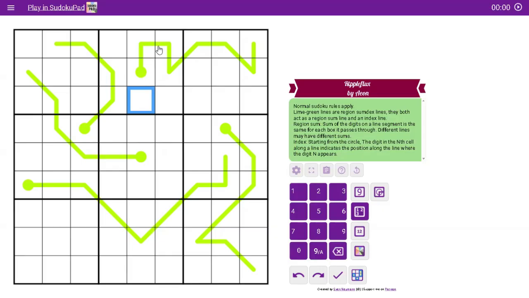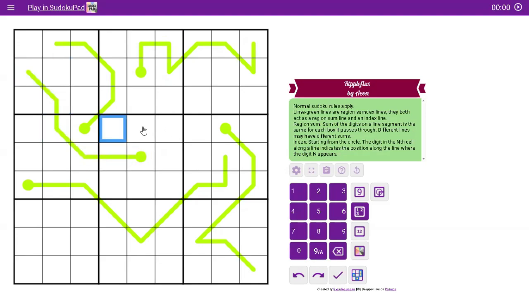So this line, the lime green line, passes through two boxes. The sum of the digits on these cells along the line is the same as the sum of these cells. Right, this line, for instance, passes through this box and this box. So these two sum to these two, which sum to those two.